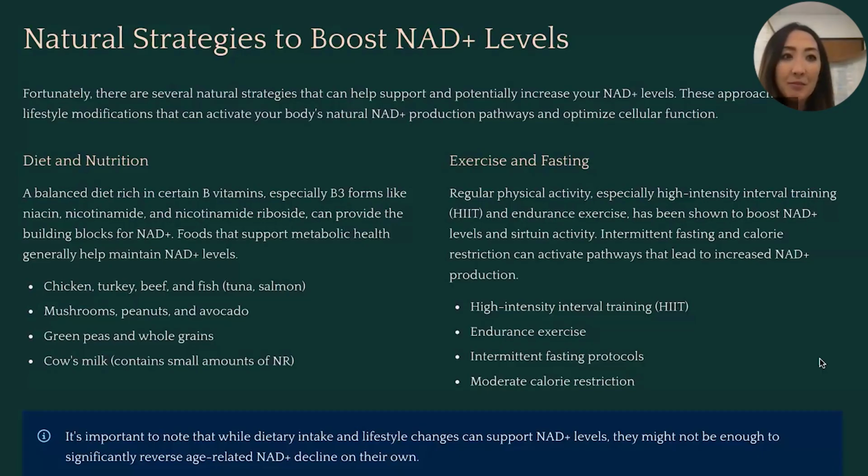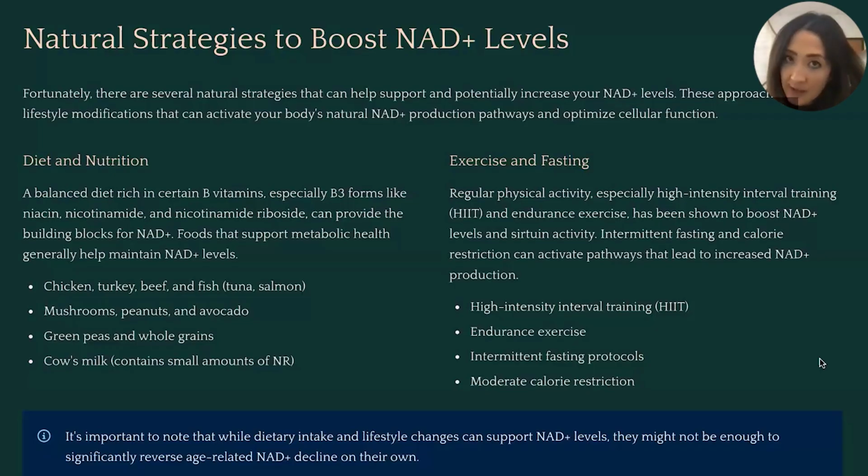So things like chicken, turkey, beef, fish, your green peas and whole grains, your mushrooms, your peanuts, your avocado, even cow's milk can contain small amounts of nicotinamide riboside. So those are some of the things in terms of your diet that you can make sure you have included there to help maintain some of those precursors, the building blocks for NAD.